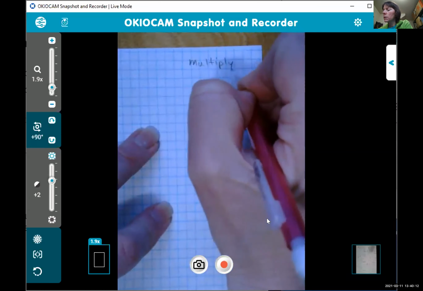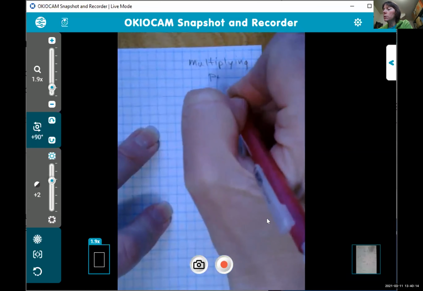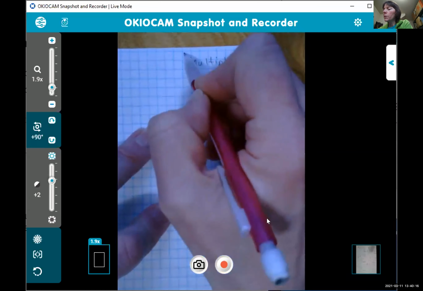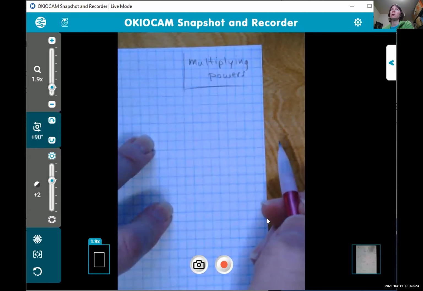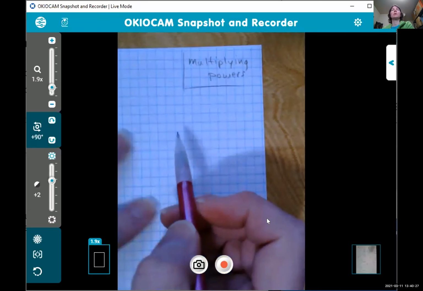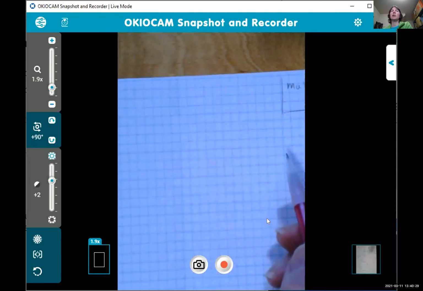multiplying powers. Now, hopefully it's making a little more sense why I said we're not multiplying exponents, right? Because we're actually adding exponents when we multiply powers. Right? So we're multiplying powers. That's what we're doing today. That's our purpose, to figure out how to do that.